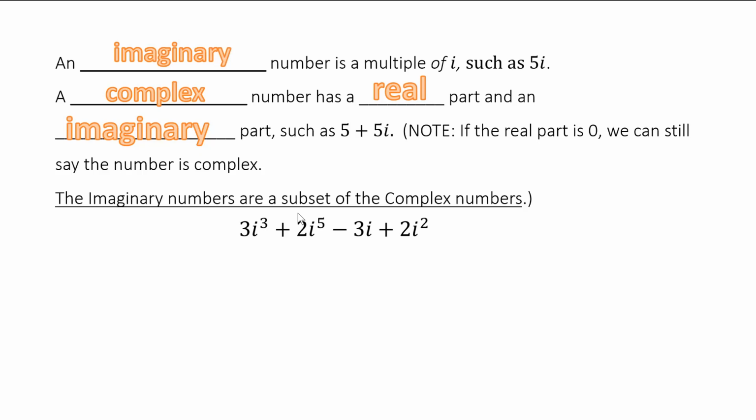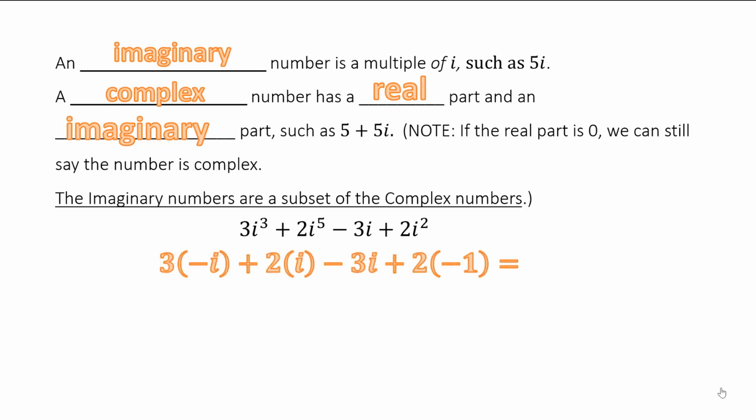5i, you might say, is purely imaginary, but you could still call it a complex number. Just say the real part is 0. It's just a vocabulary thing. 3i cubed plus 2i to the 5th minus 3i plus 2i squared. If you wanted to add this up, you would use your powers of i to simplify it.